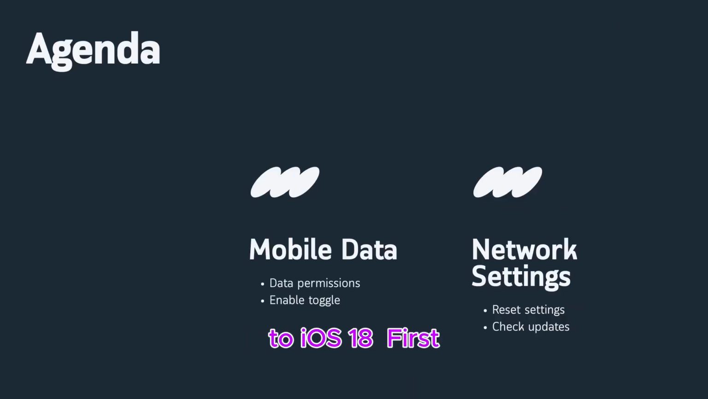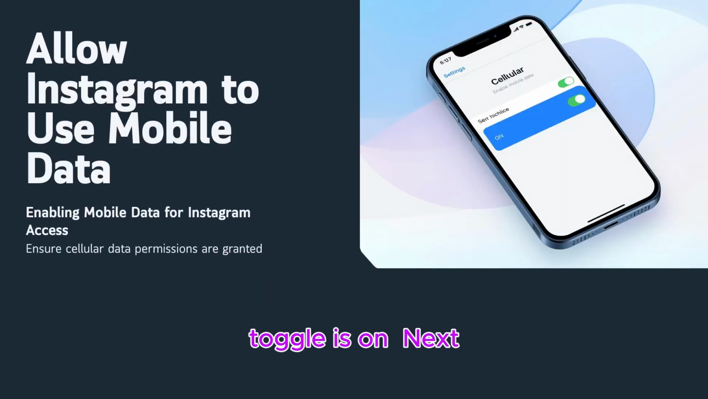iOS 18. First, ensure Instagram is allowed to use mobile data. Go to Settings, then Cellular or Mobile Data. Scroll down to find Instagram and ensure the toggle is on.